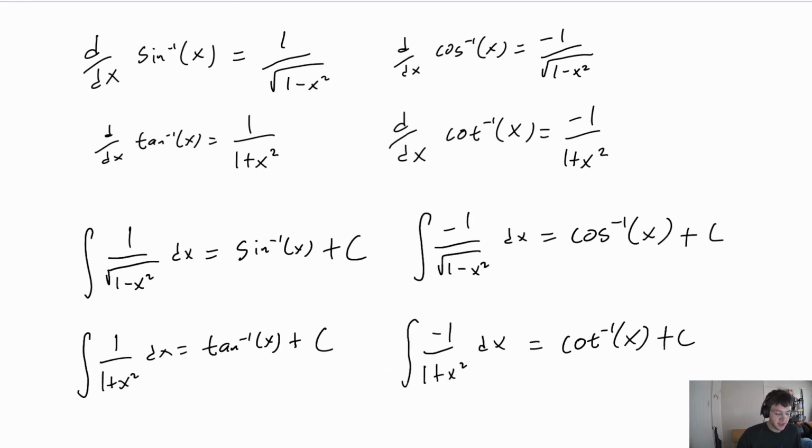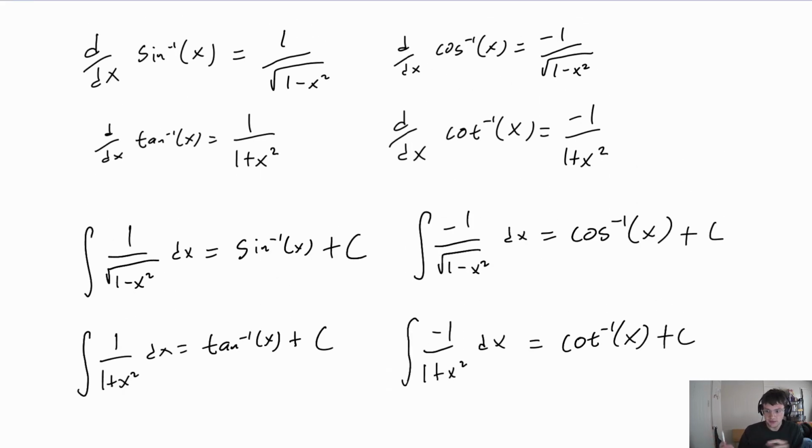So really what we're doing here is taking derivatives that we know and running them the other direction. We already know that if we start with inverse sine and take the derivative, we get 1 over root 1 minus x squared. Now we're starting with 1 over root 1 minus x squared, taking the antiderivative to get back over here to the inverse sine function.